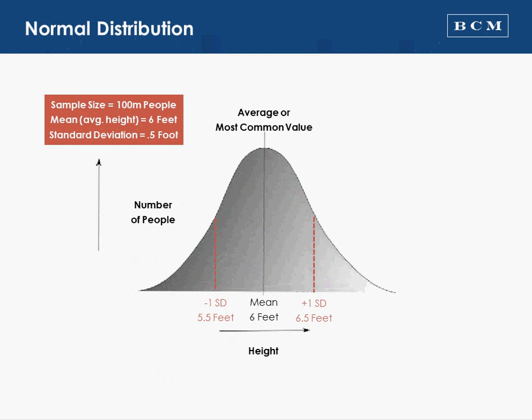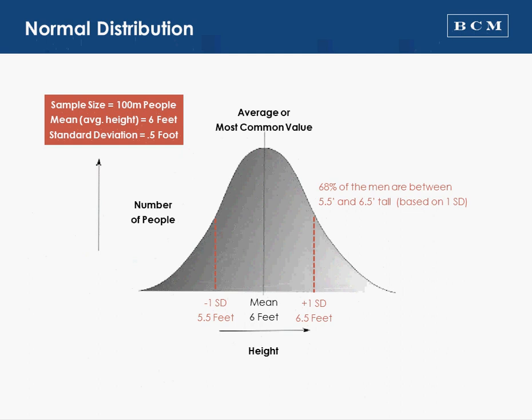Number one, the most common height among the men is 6 feet. Number two, 68% of the men will be between 5.5 feet and 6.5 feet tall. That's based on one standard deviation around the mean. Another way to think about this is to think that we can be 68% confident that a randomly selected man from our sample will be between 5.5 and 6.5 feet tall.